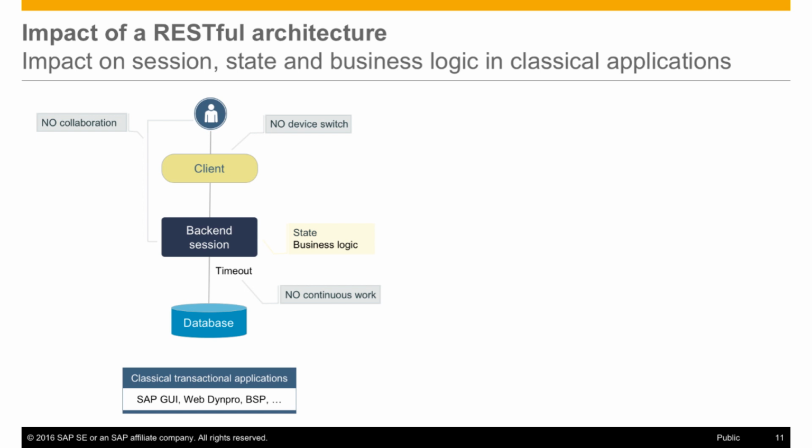On a typical application, this is basically the picture we already have seen. We know that we cannot support collaboration, we cannot support the device switch because of the coupling towards the ABAP session. And in the ABAP session, the state lives, and also the business logic is executed. When we get a timeout, then the state is gone. It's not accessible anymore. This is the way how classic applications work.